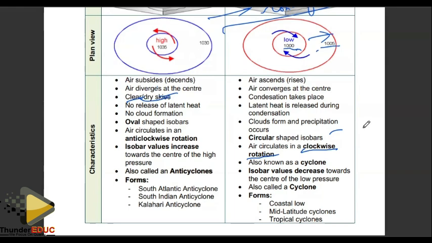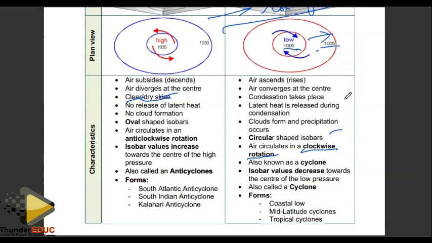The circulation out of the high pressure cell is anti-clockwise, but the circulation into the low pressure cell, as the air is feeding into the center of the low, will be clockwise. We are talking of what is typical of the southern hemisphere in this instance, because the circulation is not the same. It's the opposite in the two different hemispheres.